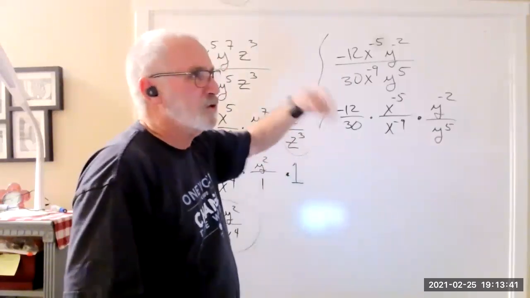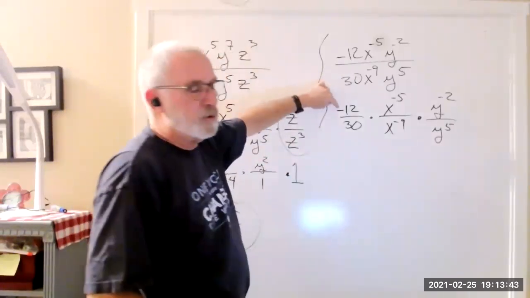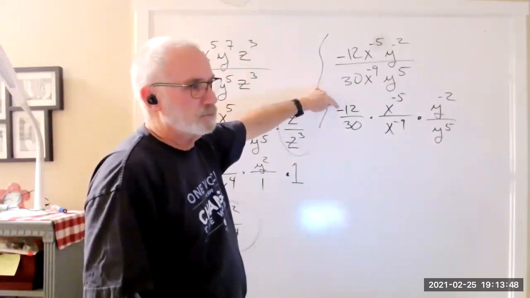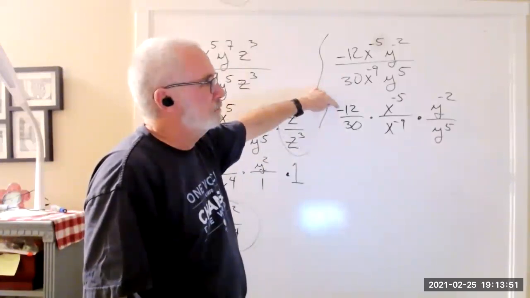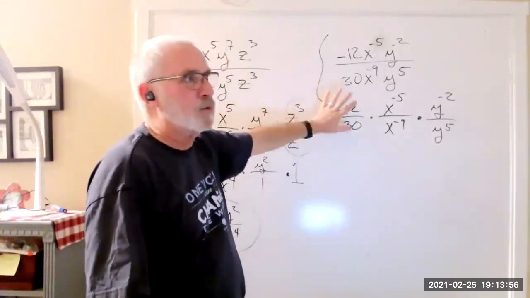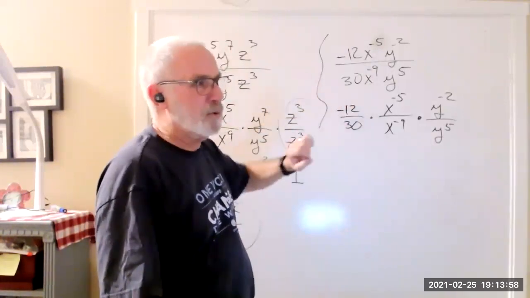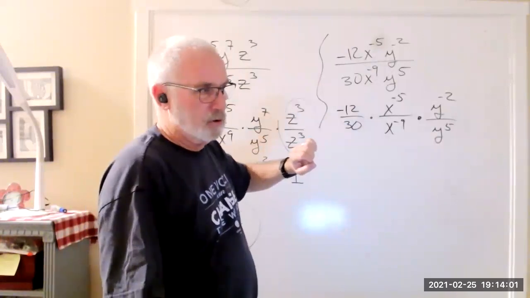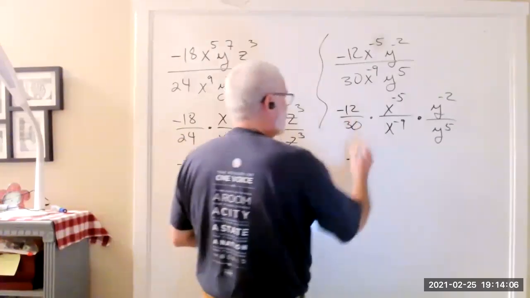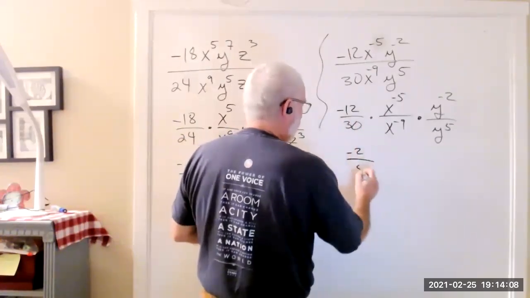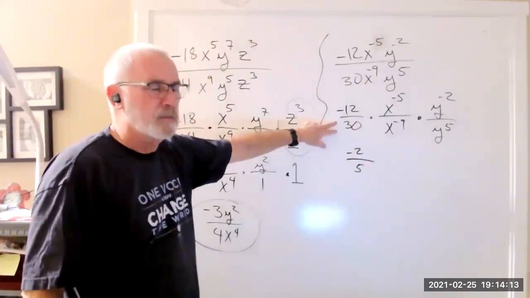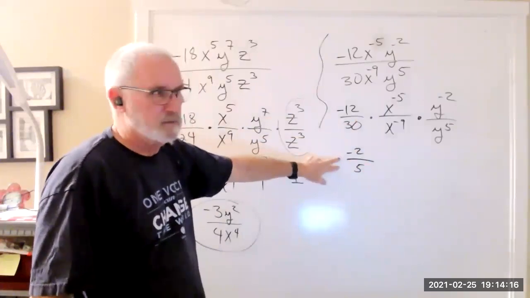Back to Mitch's question: does this -12 flip? No. Why not? Because it's not a variable, not an exponent or a power. It's just a plain old number. Only negative exponents flip. So this just reduces. 6 goes into that 2 and 5. Use your calculator if you need to, but it reduces down to -2 over 5.